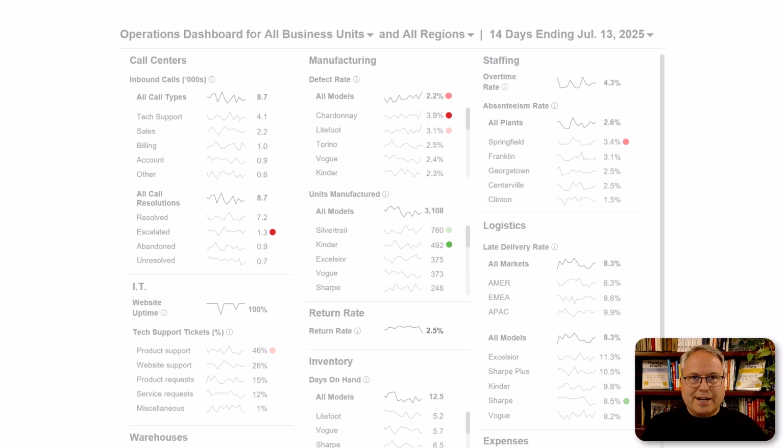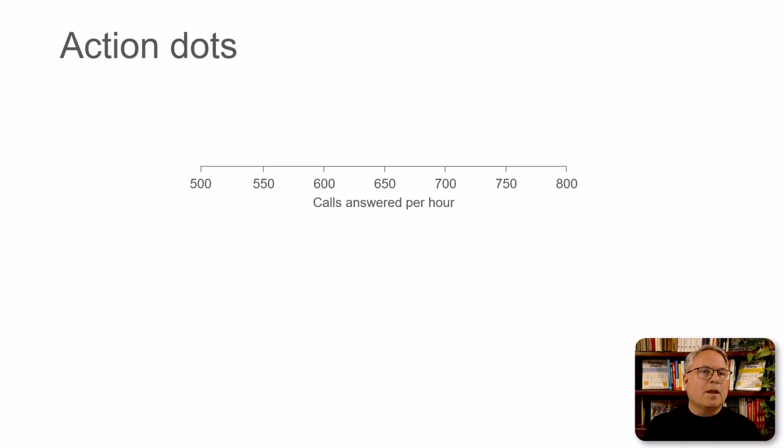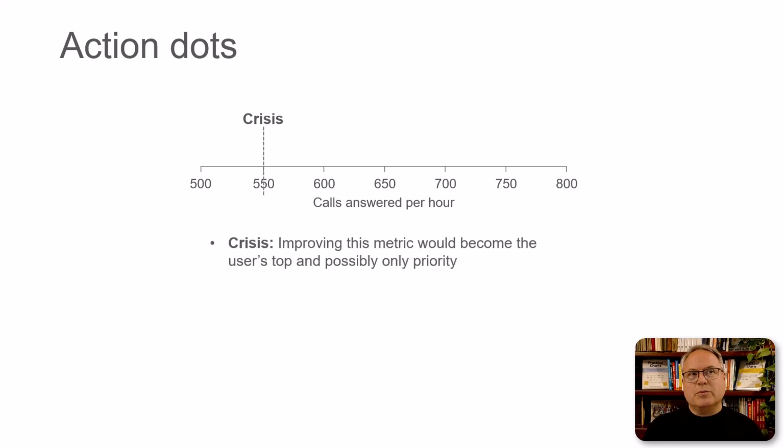Obvious question, right? How did the dashboard know where to put these light, medium, dark red, green dots? Well, for each metric, in this case, calls answered per hour, we need 4 thresholds. And these thresholds have specific names and definitions. The first one is called crisis. And so this is the point where, if it ever got this bad, we'd pretty much drop everything and only work on this until it got better.